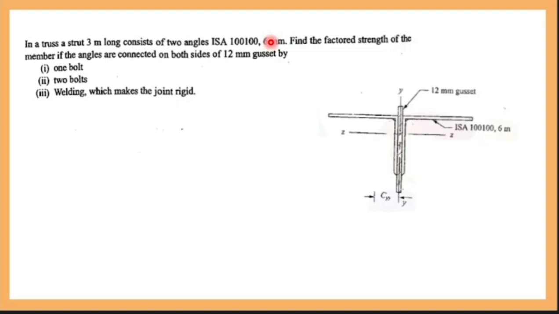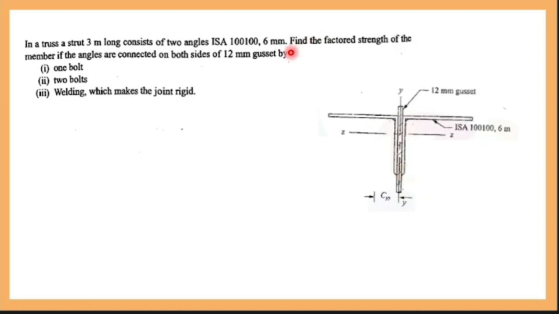How to understand this: the length of the leg is 100 mm, the depth of the leg is also 100 mm. What is the thickness? 6 mm. This is the way to understand. They have provided back to back sections like this, and in the center they have provided a gusset plate. The plate is being connected with the back to back section.